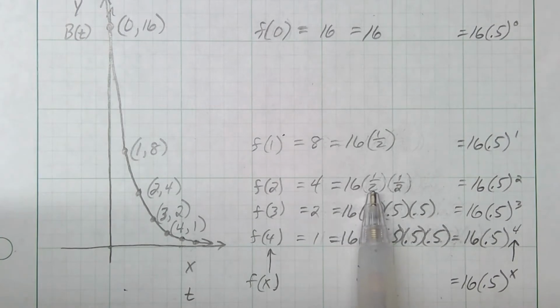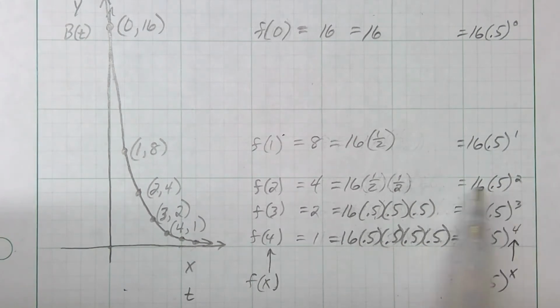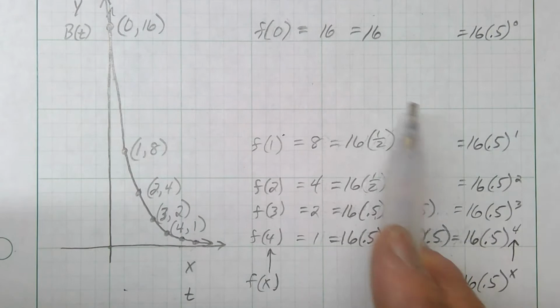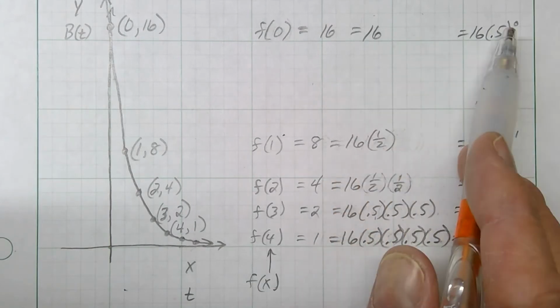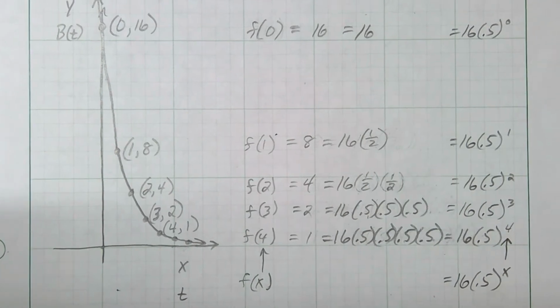16 times a half is 8. 8 times a half is 4. So 16 times a half, or 16 times 0.5 times 0.5. I kind of like the decimal better if it's nice. So 16 times 0.5 twice. 16 times 0.5 once. 16 times 0.5 0 times. All right, we didn't multiply by 0.5 that time.